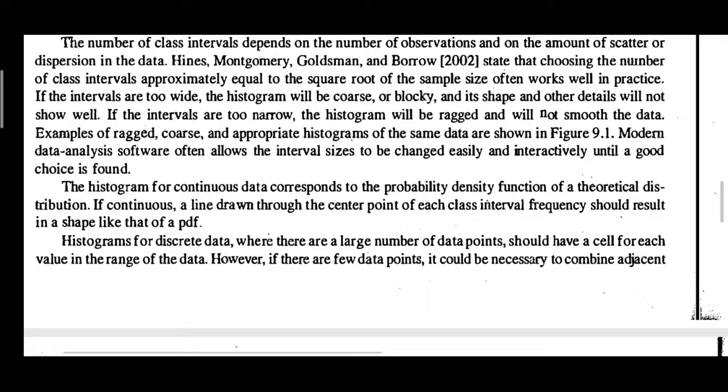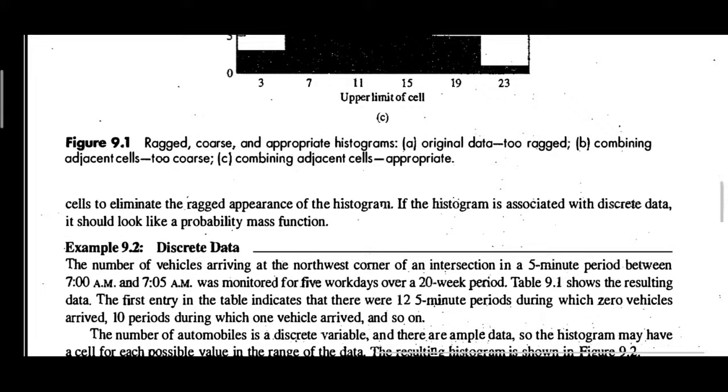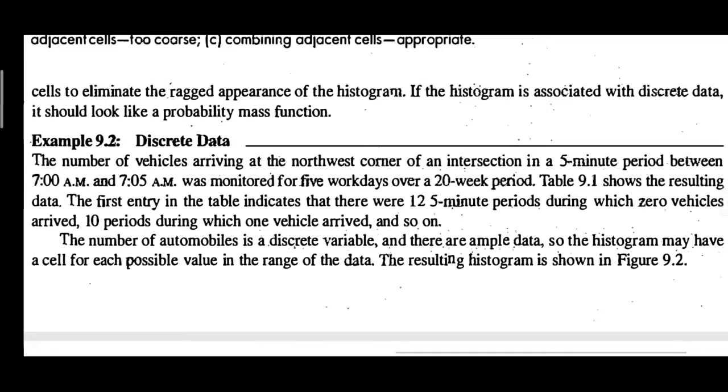Histograms for discrete data, where there are a large number of data points, should have a cell for each value in the range of the data. However, if there are few data points, it could be necessary to combine the adjacent cells to eliminate the rigid appearance of the histogram. If the histogram is associated with discrete data, it should look like a probability mass function, or PMF.